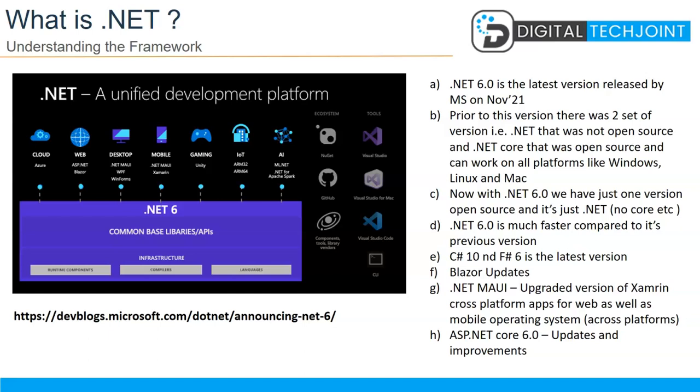And these are very high level features: a Blazor upgrade, then an upgrade for C# 10, and .NET 6.0 is claimed to be much faster. Then there is an upgrade in MAUI, the upgraded version of Xamarin, as I mentioned, and there are some upgrades in ASP.NET Core 6.0 also. So this was a very high level understanding of the .NET Framework.